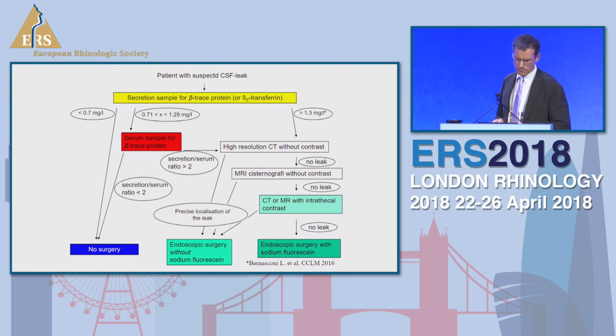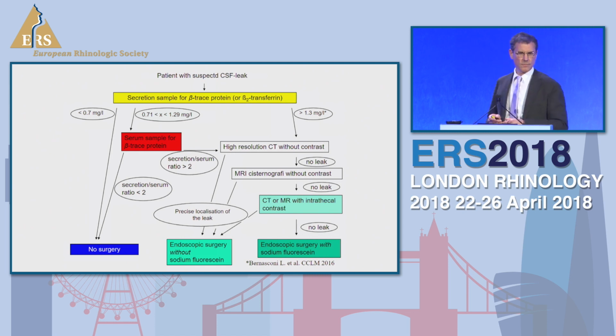And for the last 15, 20 years, we have had quite good experience with this. In the literature, you will find slightly different cutoff values for beta trace protein, but this is the most recent one, actually. So what you may remember when you go home from today's session: above 1.3 milligram per liter beta trace is indicative for CSF.